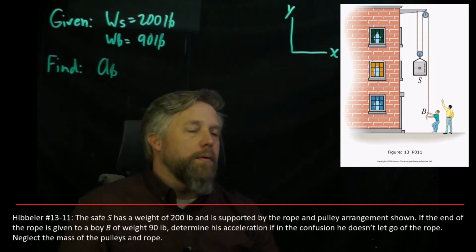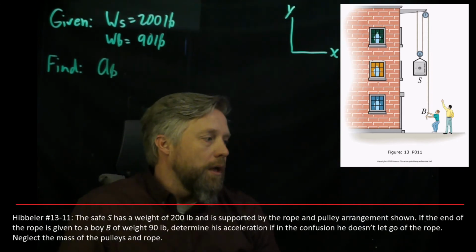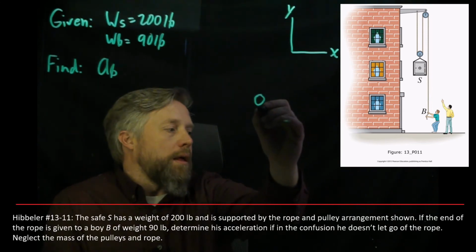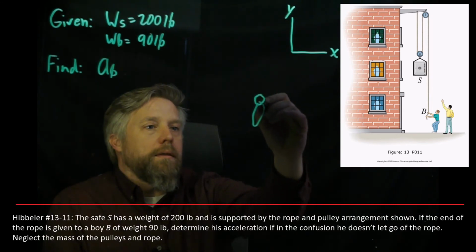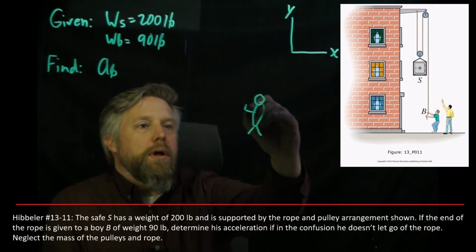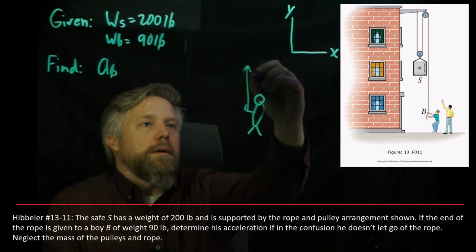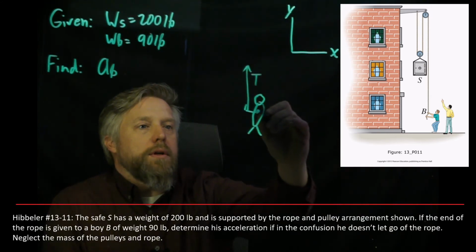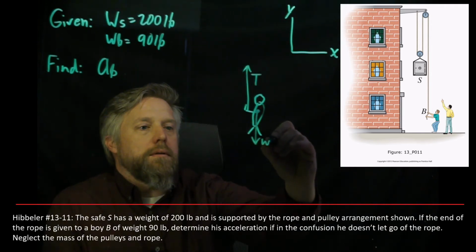OK, so now what I want to do is start drawing our free body diagrams. Let's draw the boy first. We have a boy holding a rope, and that rope is going to be pulling the boy up. And there's going to be some tension in that rope, and the boy is going to have some weight pulling down.